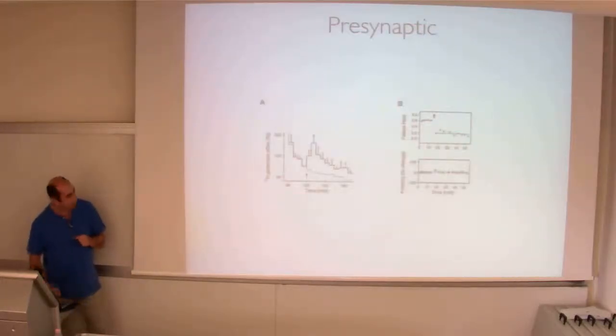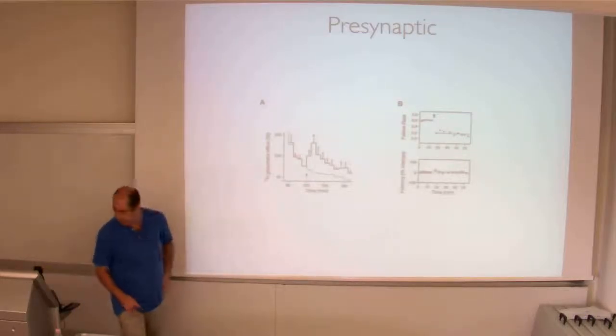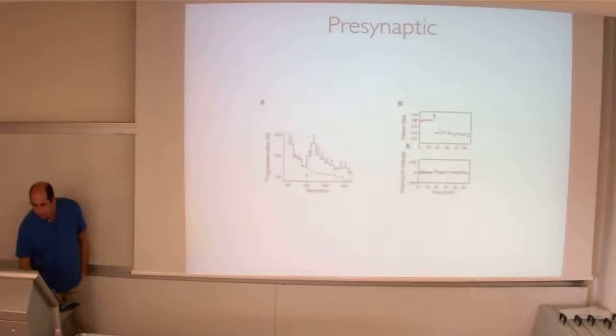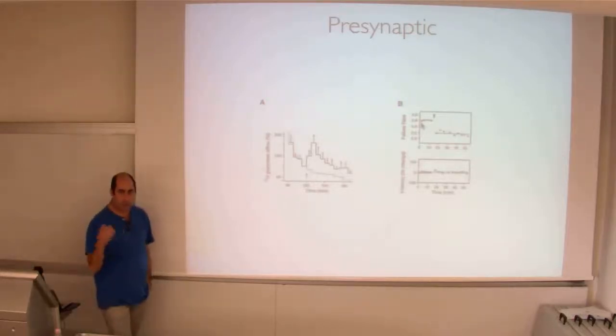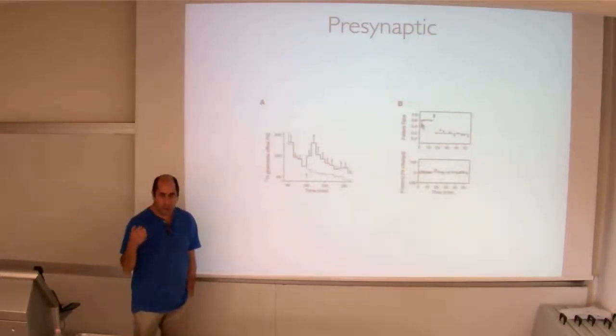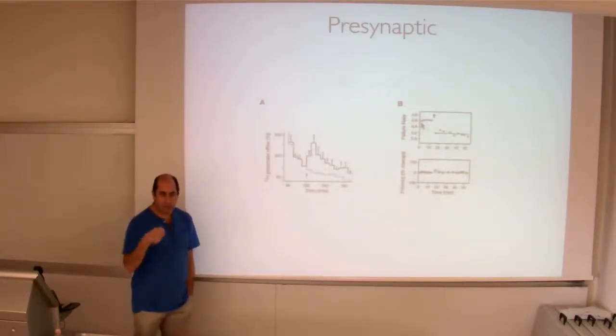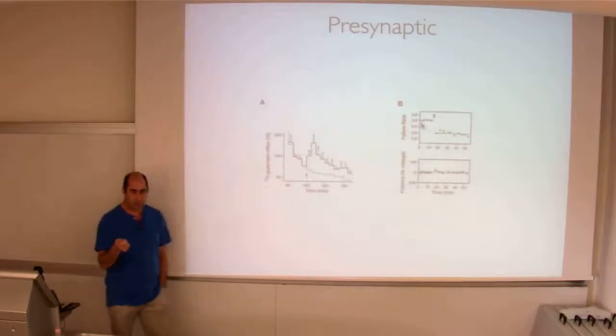In the other direction, people showed examples where you have exactly the opposite result. If you look on the right here, you see the failure rate. So what is a failure rate? You give a pulse and you look for an EPSP, and from time to time you don't see an EPSP. This is because the synapse is failing to release transmitter.